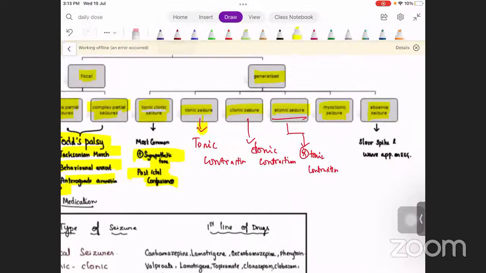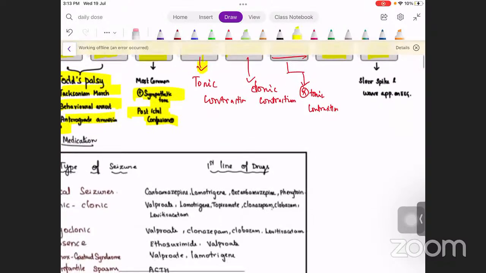And apart from that, EEG shows a slow spike and wave appearance in absence seizure. As per the absence seizure, the drug of choice is sodium valproate. If the patient is less than 2 years old, ethosuximide is the drug of choice.